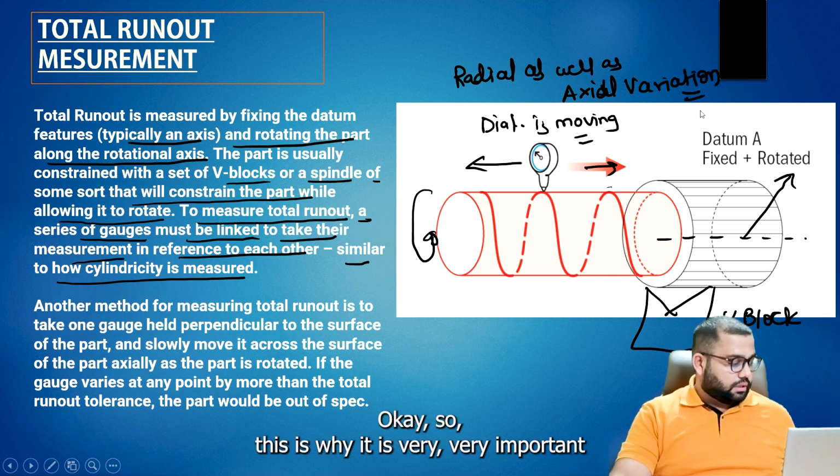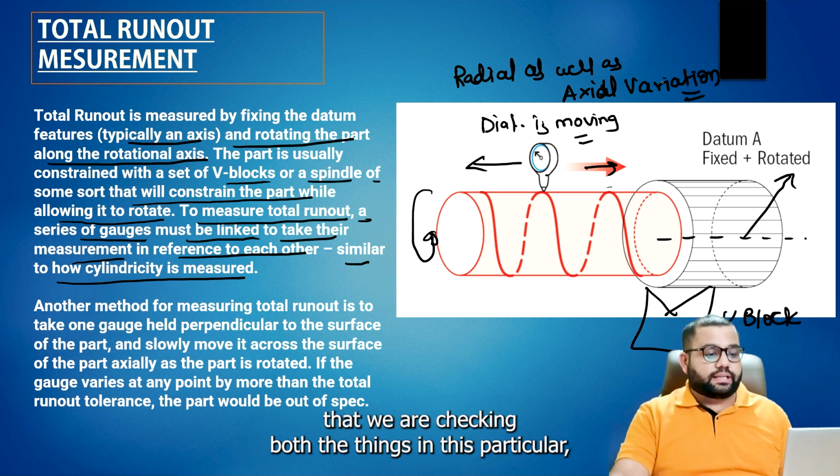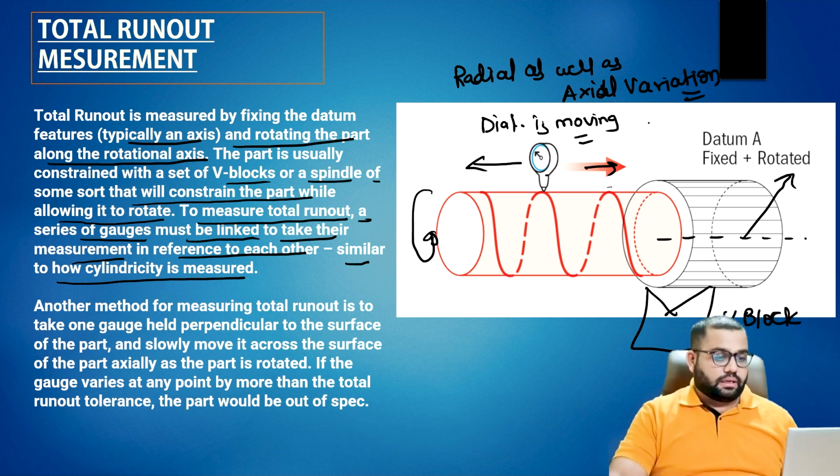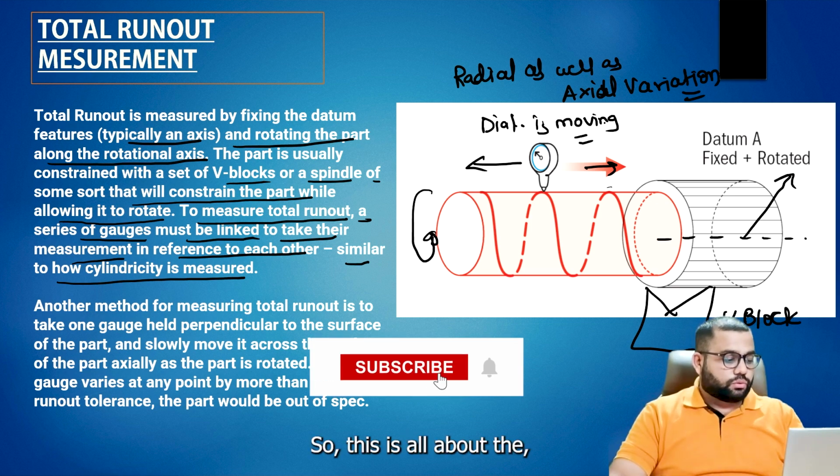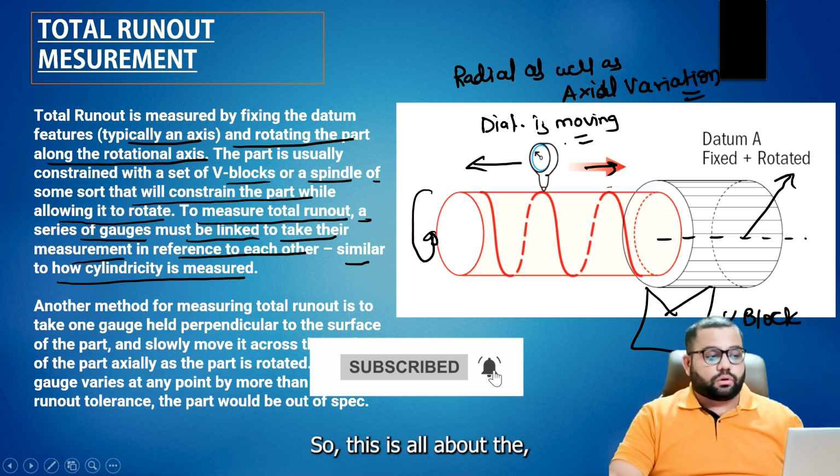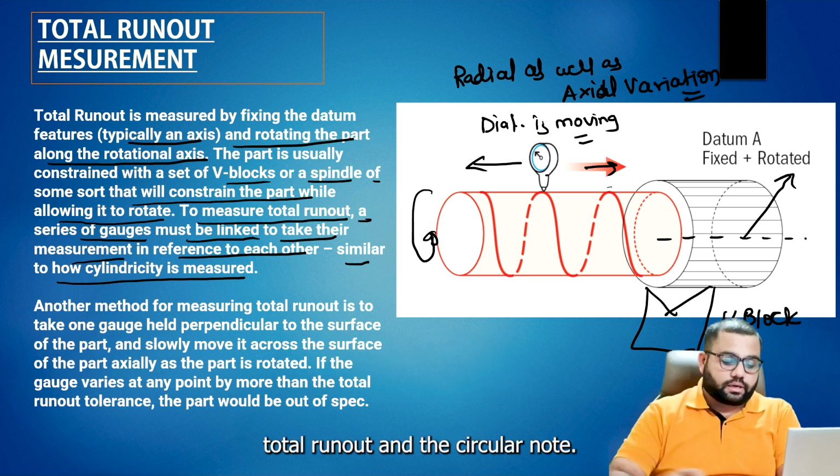This is why it is very important that we check both things in total runout. So this is all about total runout and circular runout.